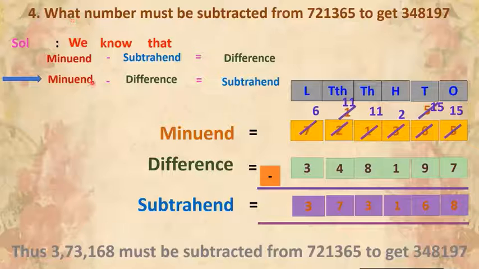See, from the question only we have to write the conclusion. Thus 3,73,168 must be subtracted from 7,21,365 to get 3,48,197. Right, children? So do this, Nana.